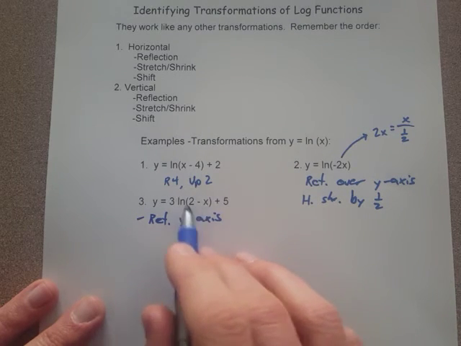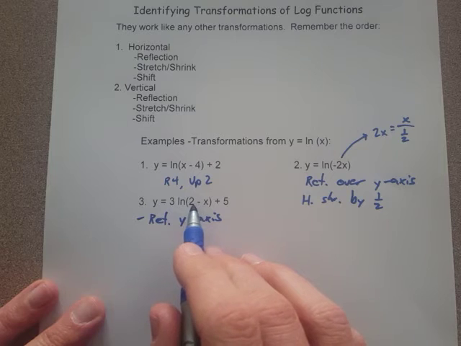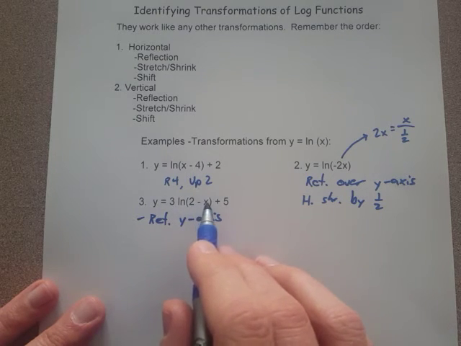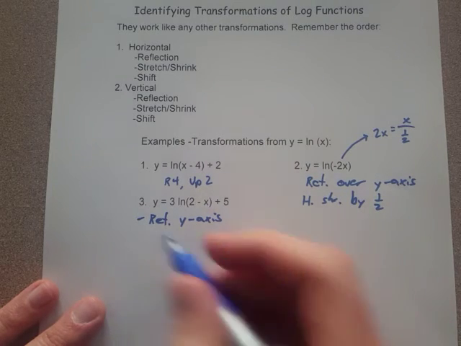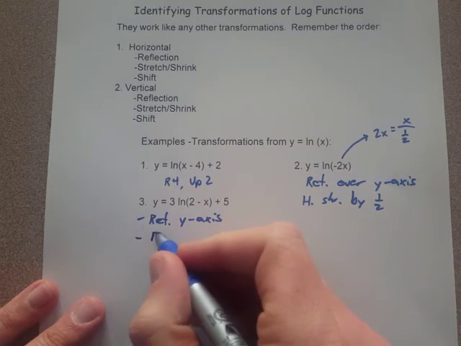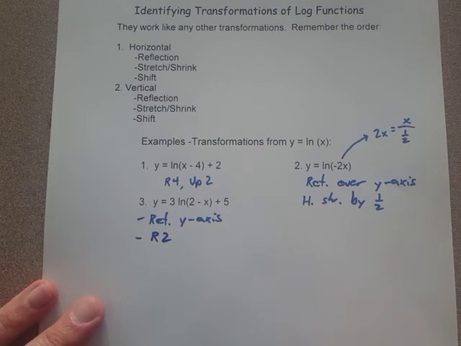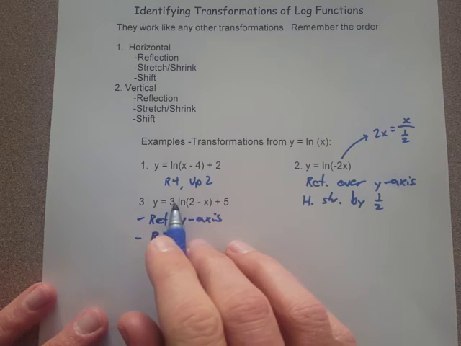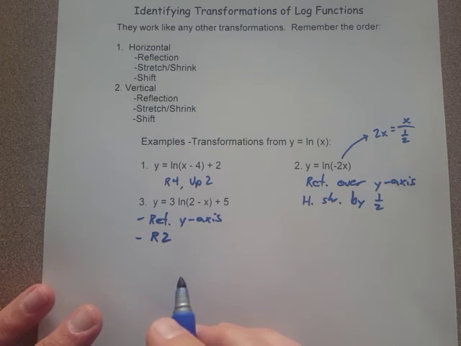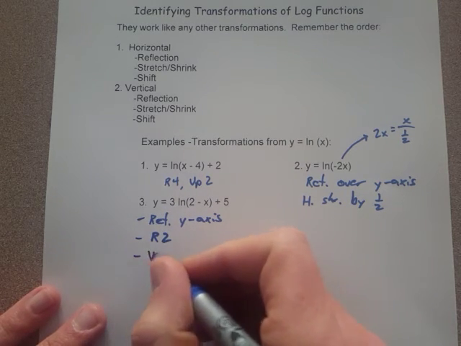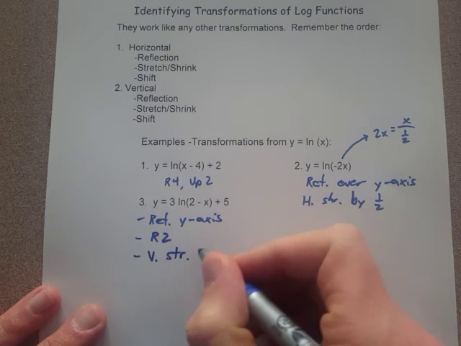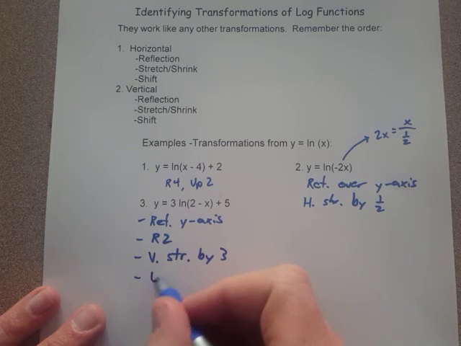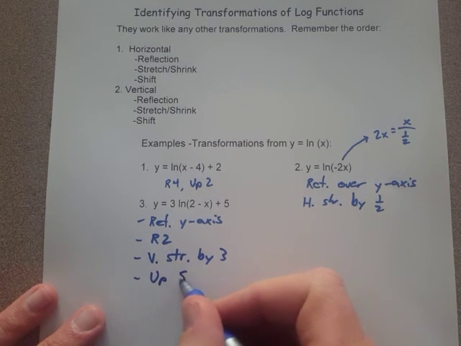Then we have to decide what the left-right stuff is. Now remember, we always think about what makes this quantity equal to 0, and a positive 2, if we put that in for x, will make that equal to 0. So this is going to be right by 2. Now we work our way to the stuff that's probably a little bit more straightforward. This 3 on the outside here, multiplying the function by a 3, means that we have a vertical stretch by a factor of 3. And then plus 5 is probably our simplest one of all. That just means up 5.